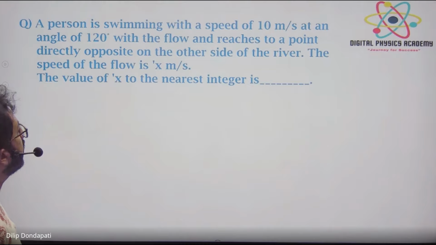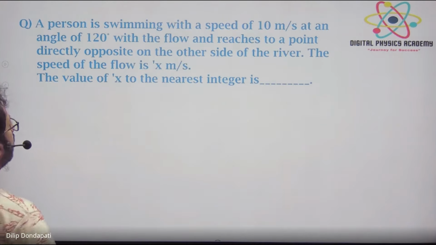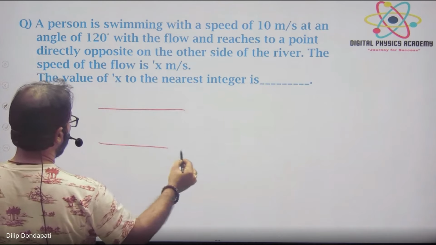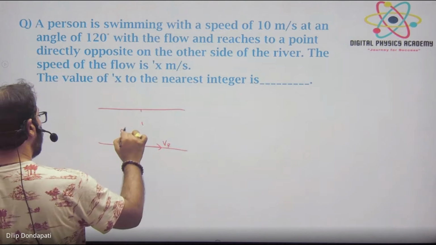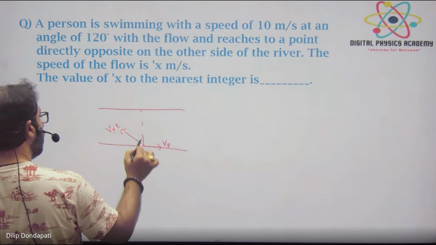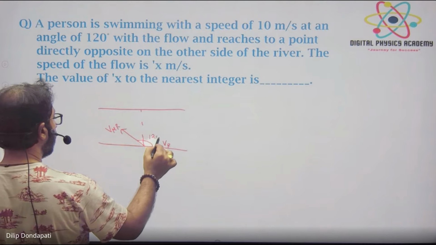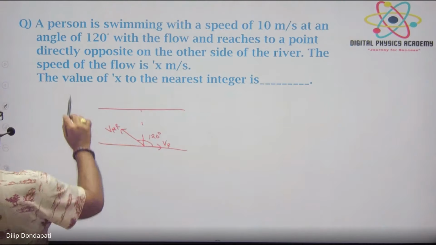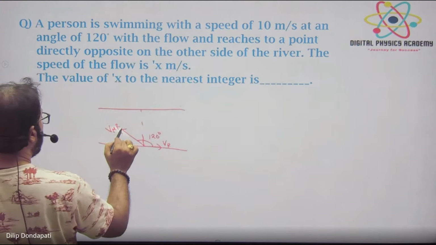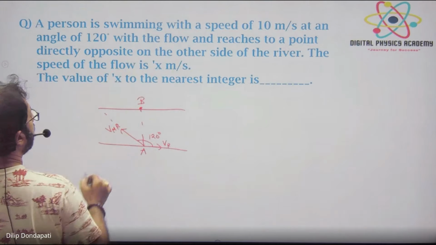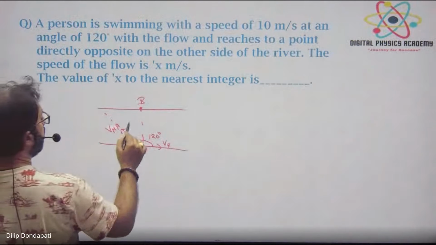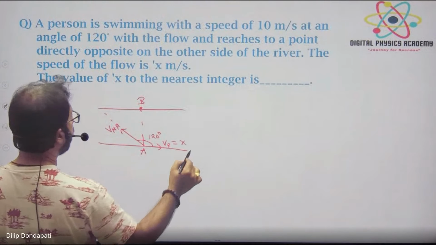A person is swimming with a speed 10 meters per second at an angle 120 degrees with the flow of water. उसके रेस्पेक्ट में 120 डिग्रीज में जा रहा है. So with respect to VR, he is flowing like this. Velocity of man with respect to river, the total angle is 120. And reaches a point directly opposite on the other side. मतलब he started here swimming, but he reaches exactly the opposite point. The speed of the river flow is x. He's telling to find x only.